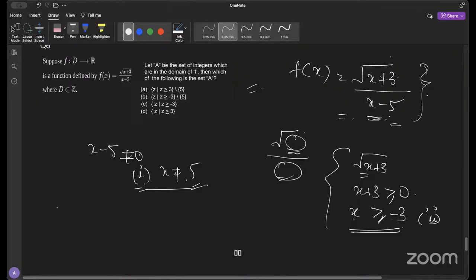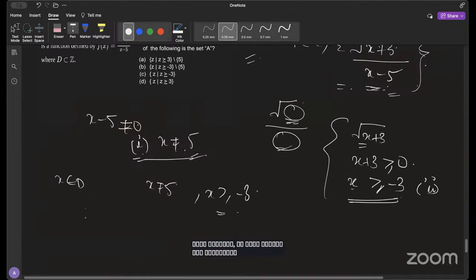So for your x to be in the domain of this function, you would need two things. Firstly, your x should not be 5, and secondly, your x should be greater than or equal to minus 3. Other than that, you don't have any conditions here, right? So your domain is x such that x is greater than or equal to minus 3, x not equal to 5, and obviously x is a real number, so x belonging to real numbers.